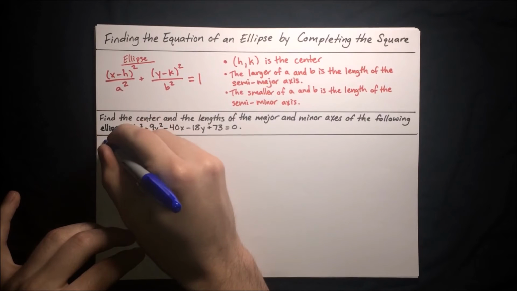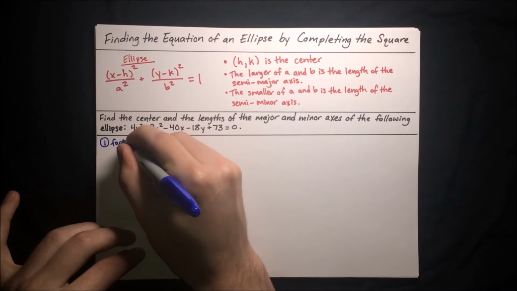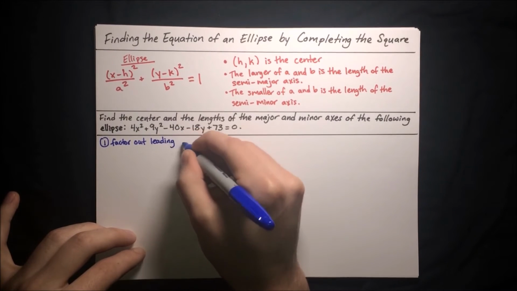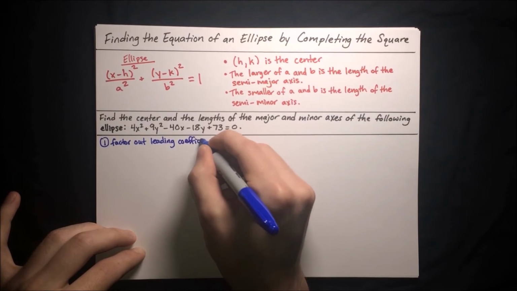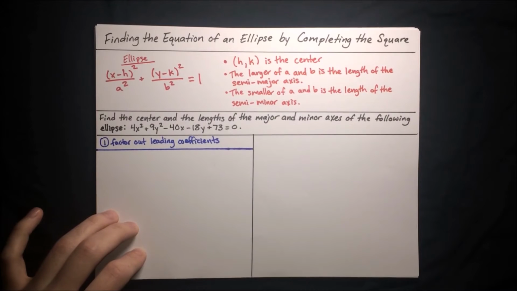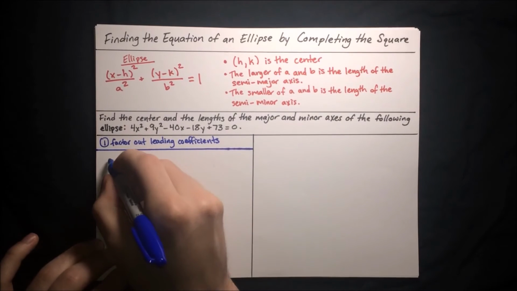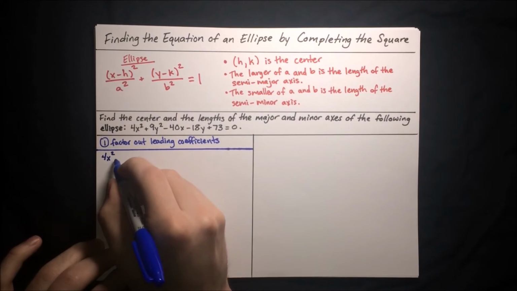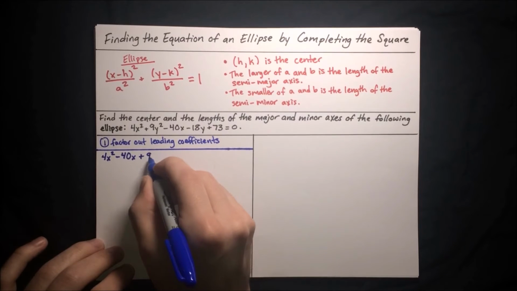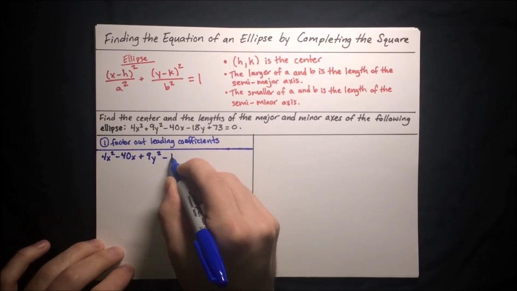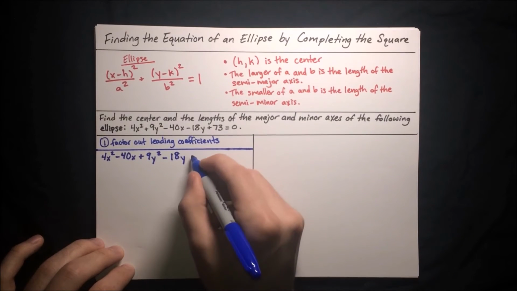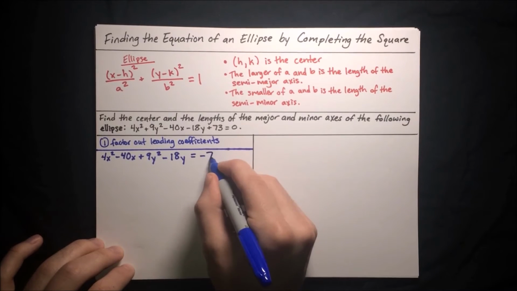Our first step here, very first step, is to factor out leading coefficients of x and y. So why don't we write the equation again, but grouping up our x and y terms. So we'll have our 4x squared, but then we'll put our minus 40x, and then we'll have our plus 9y squared, then we'll put our minus 18y. And let's also subtract the 73 over to the other side. So we just have equals negative 73.